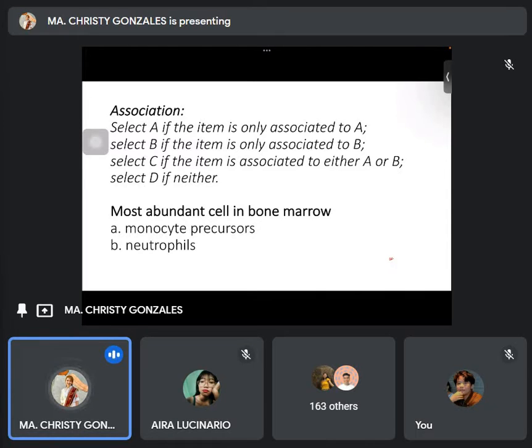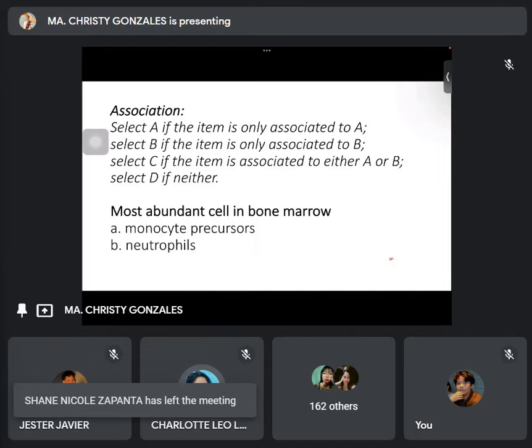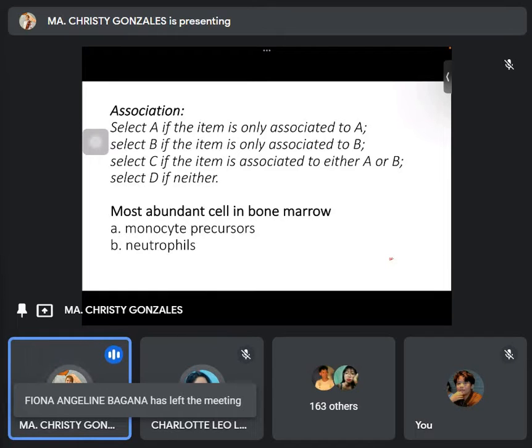Next, xant. That is a prefix, X-A-N-T. That is a Greek prefix which means, kulay yon? Yellow. Correct. That's why when you say the sample is xanthochromic, it has a yellowish color because of the bilirubin. Anyway, matututunan nyo naman yan when you have your CC2, clinical chemistry 2. Nabanggit din naman siguro yan sa CC1.